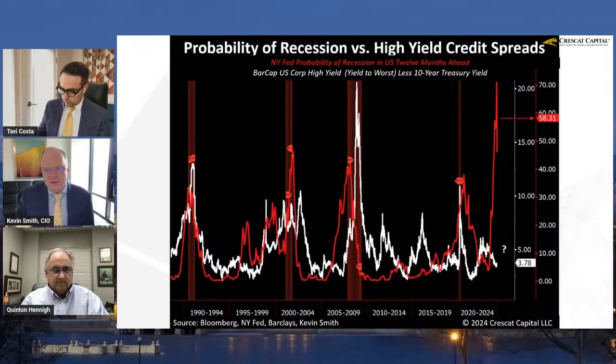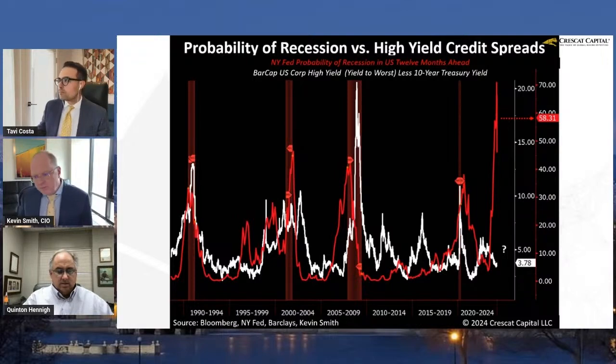This is a chart that I showed probably 6 months ago. It's the probability of recession according to the New York Fed's own model, compared to high yield credit spreads. The New York Fed's probability of recession model is based on yield curve inversions, a lot like our own yield curve inversion model. We actually think ours is even better, and Tavi is the creator of it. But it's neither here nor there, because they're both saying the same thing.